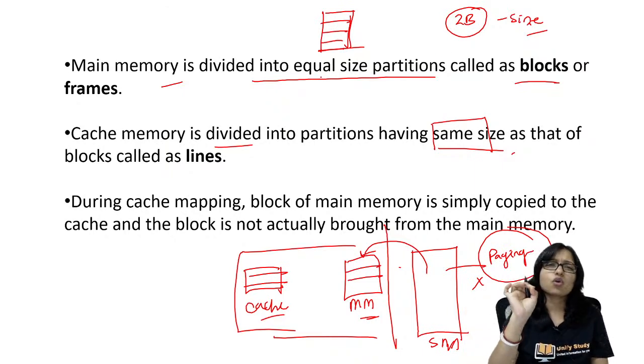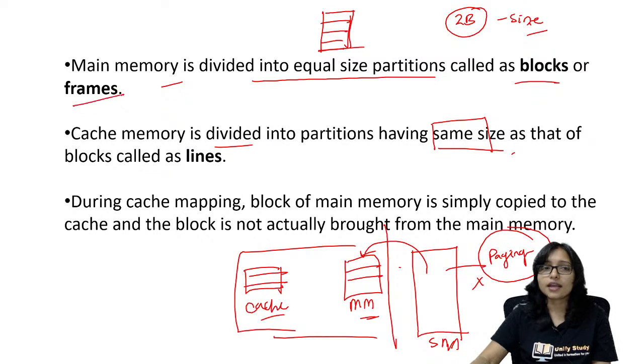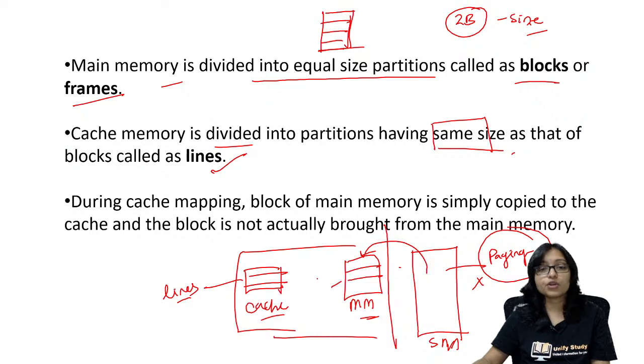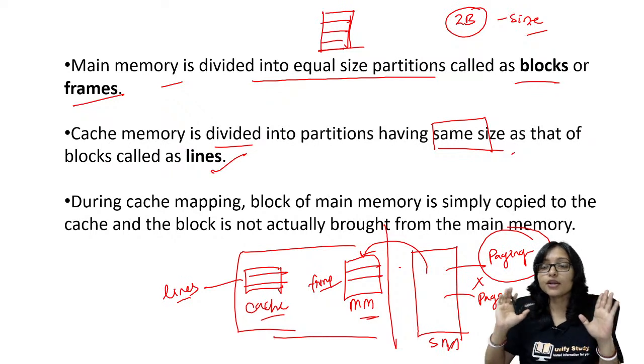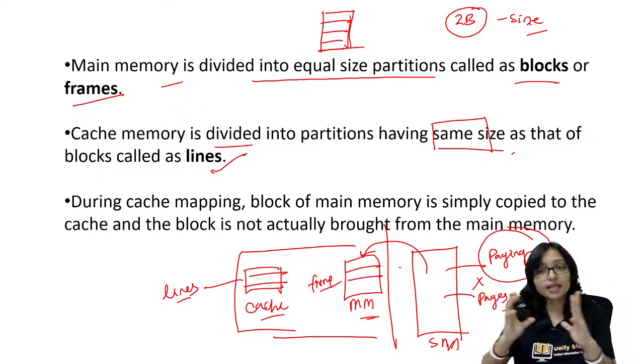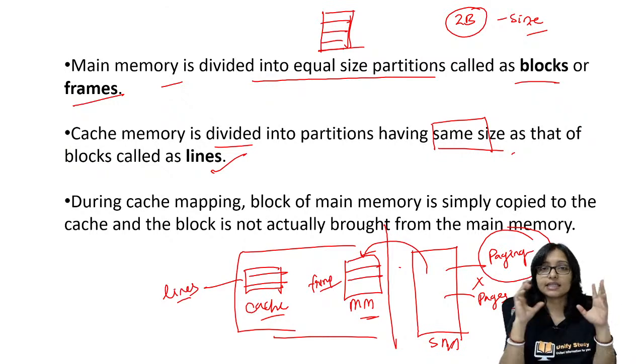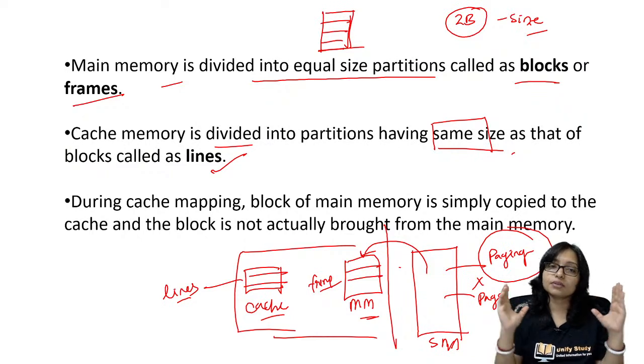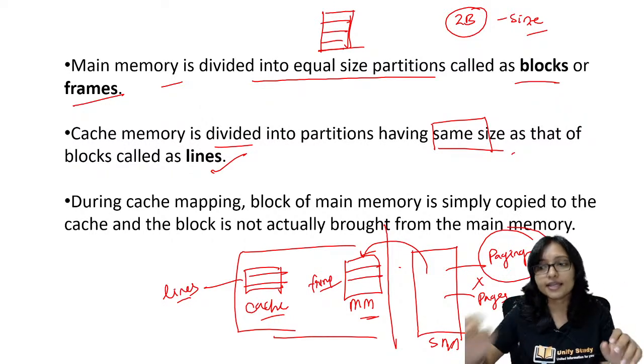And here we are calling them by different names actually. Here it is called frames and here it is called lines. So, whatever we are dividing in the cache, that is called lines. Whatever we are dividing in main memory, that is called frames. And actually we will learn in paging that whatever we are dividing here, that is called pages. You can do the mind mapping here. Total computer science is totally related. Each and every subject is related. And before the exam, when you are learning with mind mapping, then it will be very easy for you.